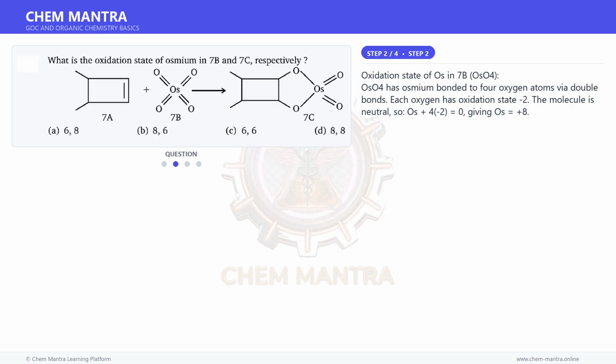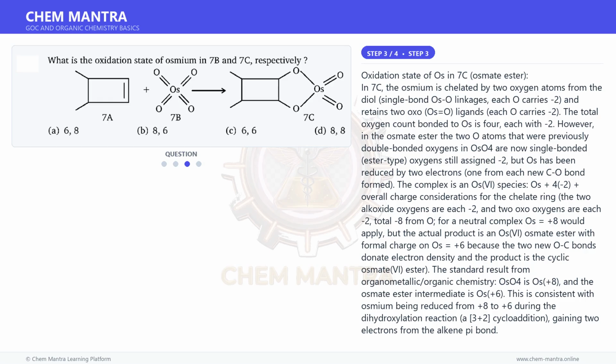Oxidation state of Os in 7b, OsO4. OsO4 has osmium bonded to 4 oxygen atoms via double bonds. Each oxygen has oxidation state -2. The molecule is neutral, so Os plus 4 times -2 is equal to 0, giving Os is equal to +8.